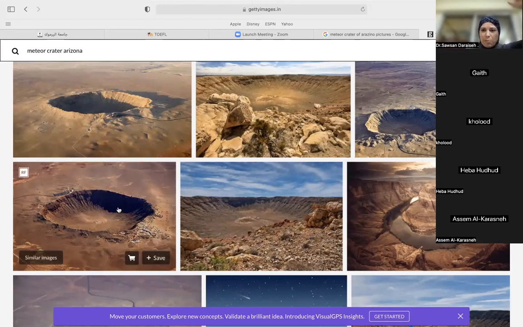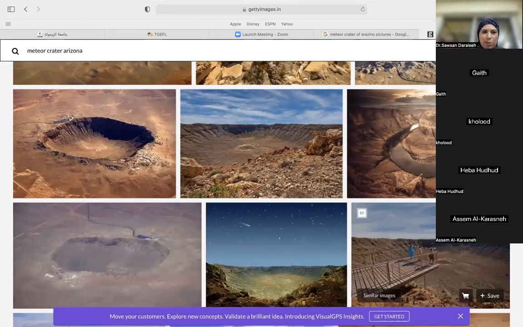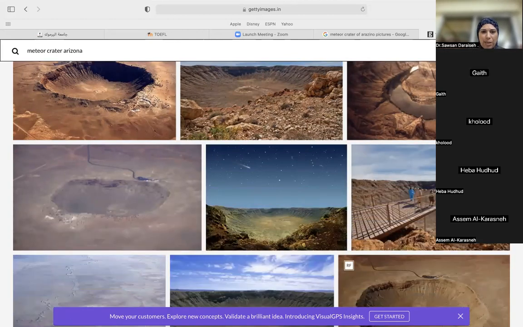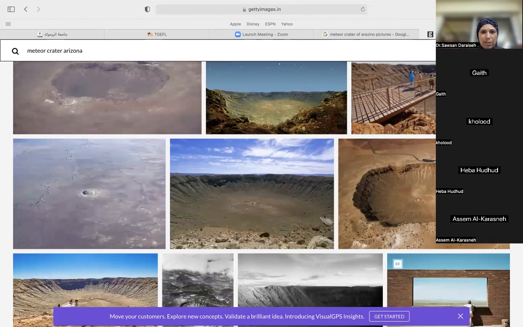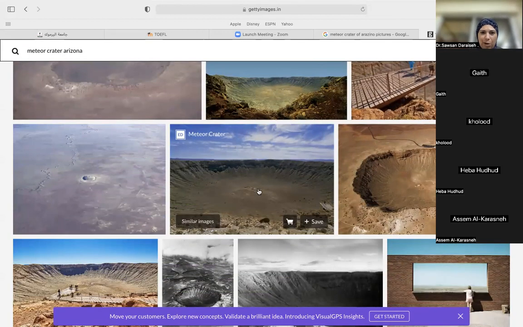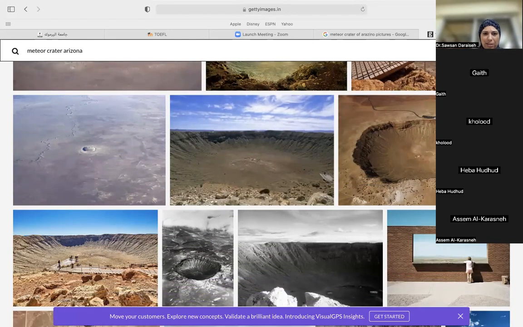So this is someone in a plane who has taken a picture of the meteor crater. This is from a plane. And it seems that this person has zoomed the camera also. Take a look, look how massive it is here. It looks small here, but look here. This is a closer image of it.